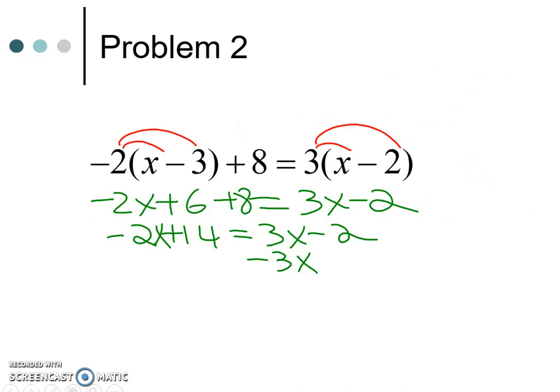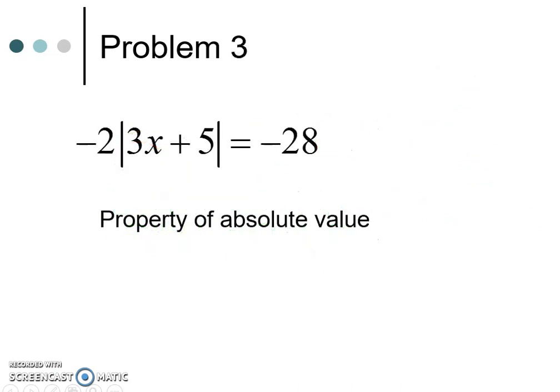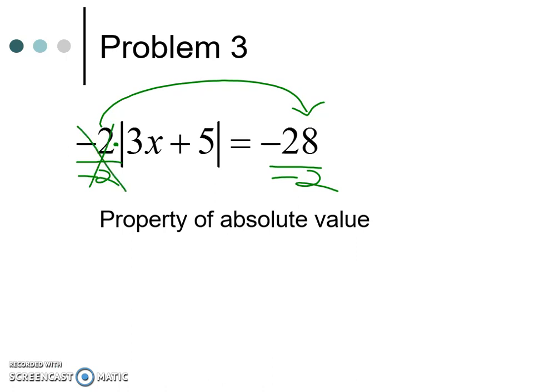We're going to skip this problem and then we're going to go to this. Problem 3. Negative 2 absolute value of 3x plus 5 equals negative 28. So this problem, we're going to first get rid of negative 2. So this is times. So you're going to divide each side by negative 2, and you're going to get rid of this, and you just want the absolute value on the left side. So we're going to divide negative 28 by negative 2.